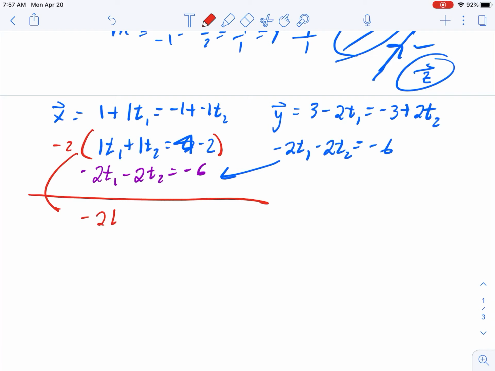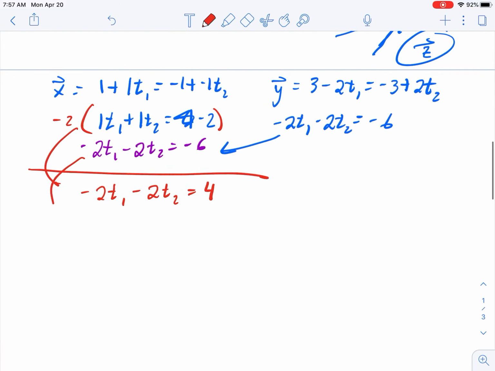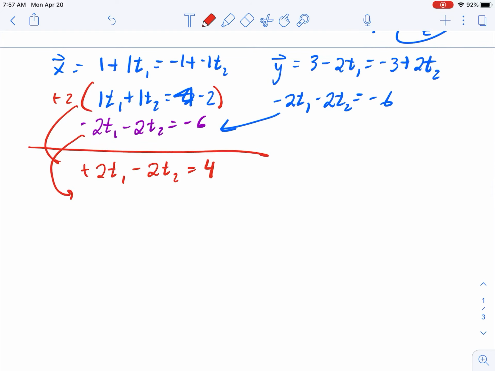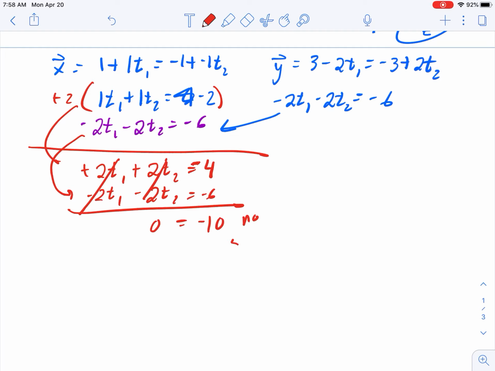Okay, that would be -2t1 minus 2t2 equals 4. And now this equation here, actually I should have been just positive. Let's come back here. Positive, positive, negative. And now that I have -2t1 minus 2t2 equals -6. So here cancel, so I have 0 equals, but now I have 0 equals -10, which means no solution.